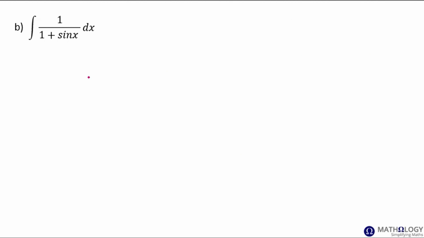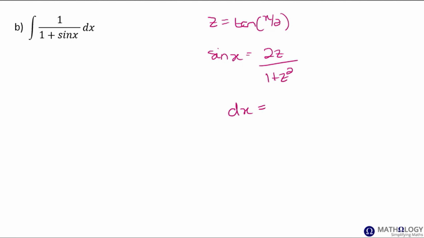And determine the integral of 1 over 1 plus sine x. Okay, so we started off by saying that z equals tan x over 2, and then using the double angle formula for sine 2x, we found that sine x equals 2z over 1 plus z squared. And then dx equals 2 over 1 plus z squared dz.